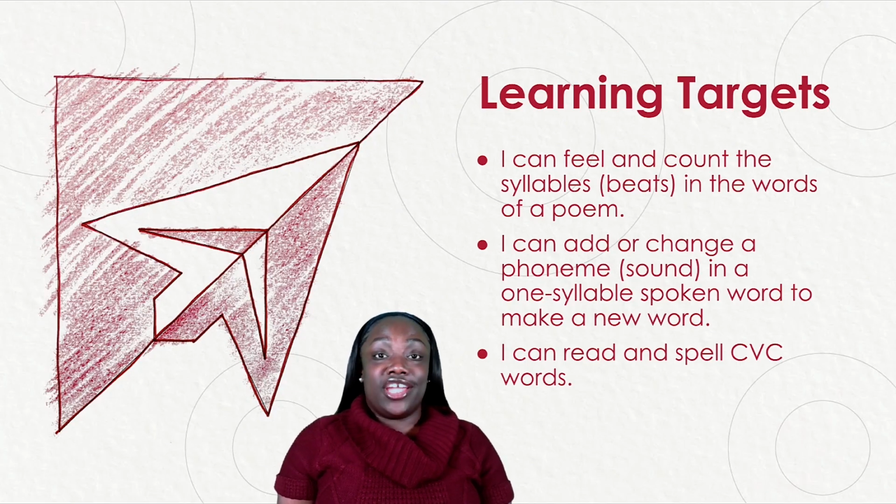We have three learning targets for today's lesson. The first learning target says, I can feel and count the syllables in the words of a poem. The second learning target says, I can add or change a phoneme in a one-syllable spoken word to make a new word. And our third learning target says, I can read and spell CVC words.